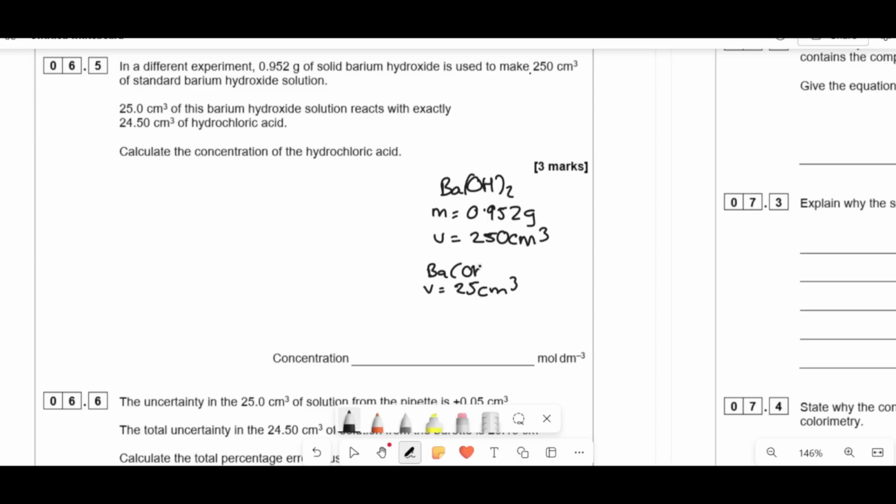So it's Ba(OH)2. And it says it reacts with exactly, I see another volume. I know it says reacts with, so I know they're going to do stuff with each other. So V equals 24.5. Who does it belong to? Hydrochloric acid. If you do this, it means you can't fumble this, because you've just forced yourself to read the question.